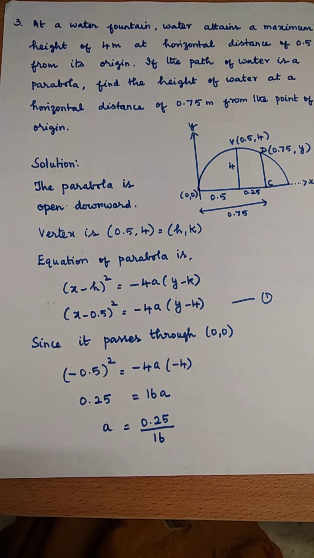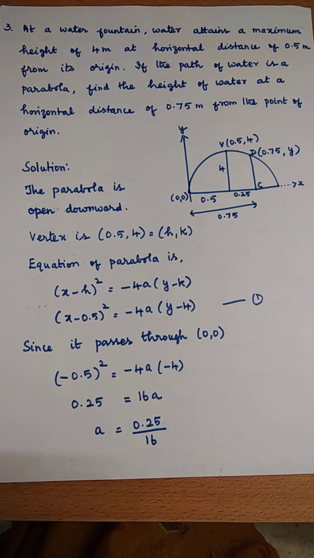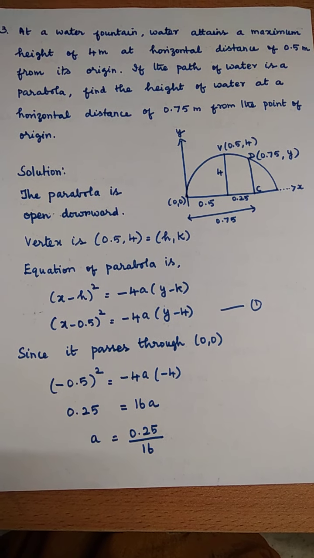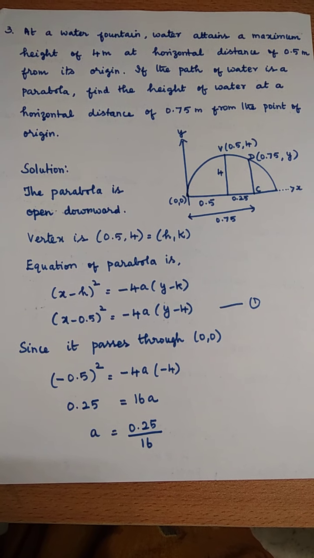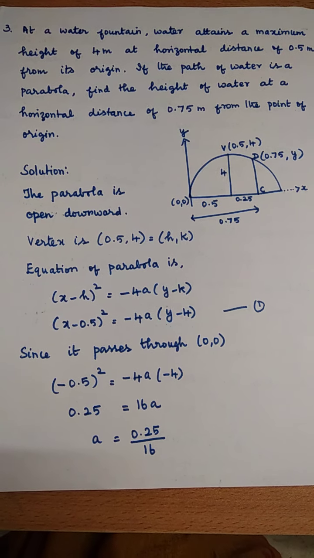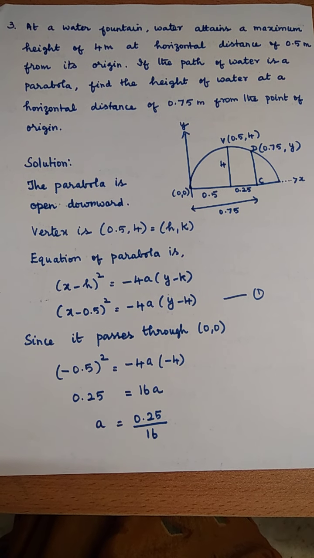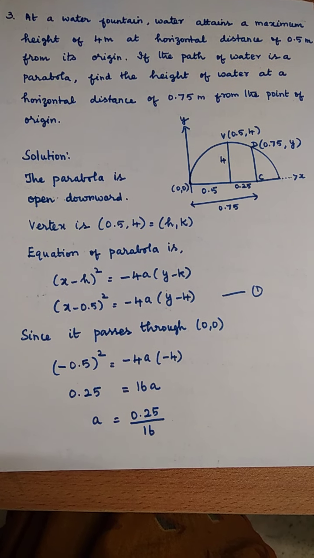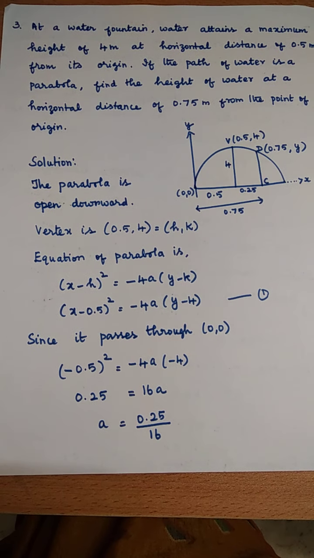Exercise 5.5, question number 3. At a water fountain, water attains a maximum height of 4 meter at horizontal distance of 0.5 meter from its origin. If the path of water is a parabola, find the height of water at a horizontal distance of 0.75 meter from the point of origin.